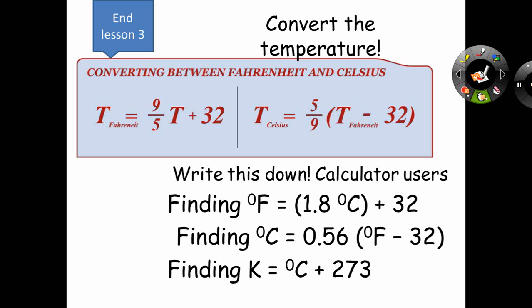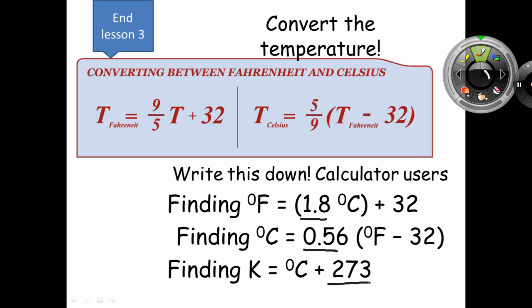If you're looking for degrees in Fahrenheit, you just take your degrees Celsius times 1.8. Or if you're looking for degrees Celsius, you subtract 32 and multiply by 0.56. Or if you're finding Kelvin, all you do is take your degrees in Celsius and add 273 degrees to it. You need to write that down because that is the quickest and easiest way to punch that in your calculator.